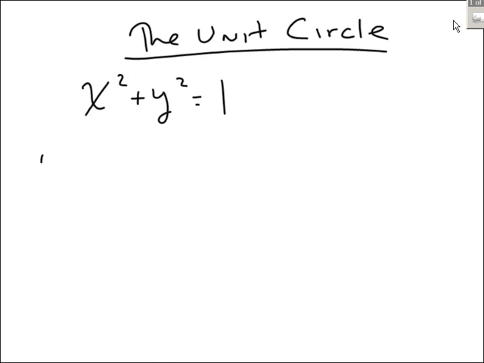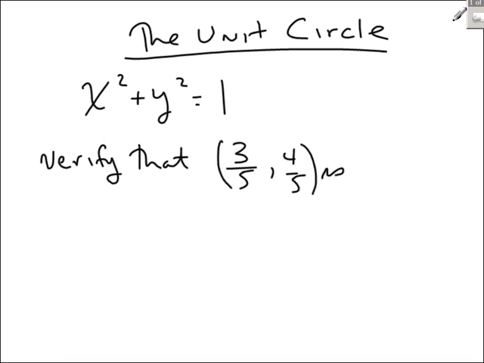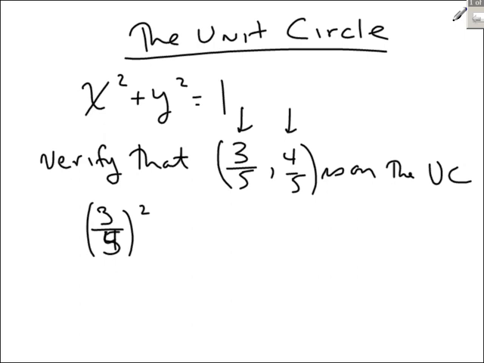Now, let's verify some points are on the unit circle. Verify that 3/5, 4/5 is on the unit circle. Well, that's the x value and that's the y value. To get on the unit circle, if you square the x value and you square the y value and you add them up, you have to get 1. If you're not 1, you're not on the circle.